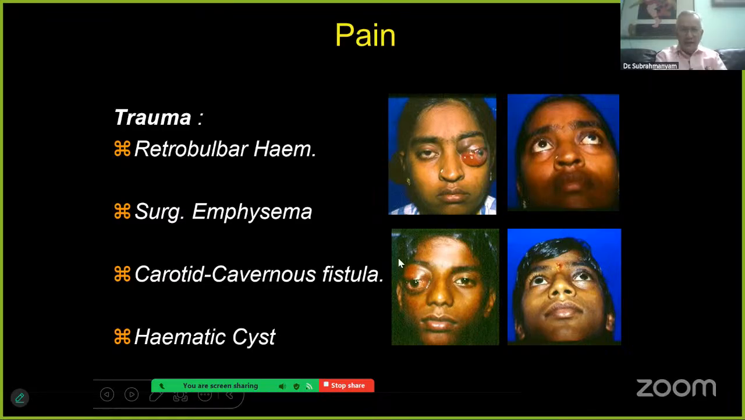Here is a case of hematic cyst, 2 weeks following trauma, for which I drained the cyst, and the patient has recovered very well.